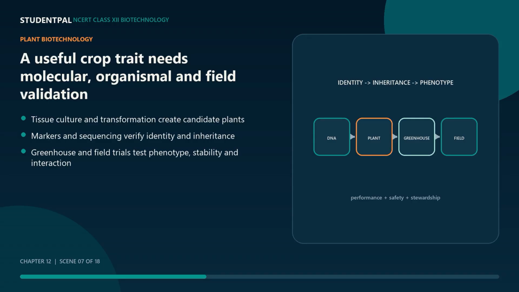The evidence proceeds through levels. First, verify the intended molecular change and check likely unintended changes. Regenerate plants and confirm that the trait is expressed in the relevant tissue and developmental stage. Demonstrate stable inheritance across generations where inheritance is expected. Controlled growth studies test phenotype, fitness, and dose response.